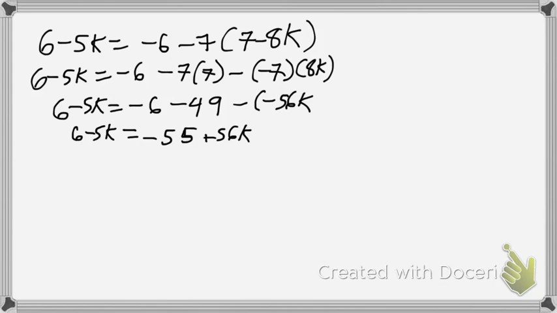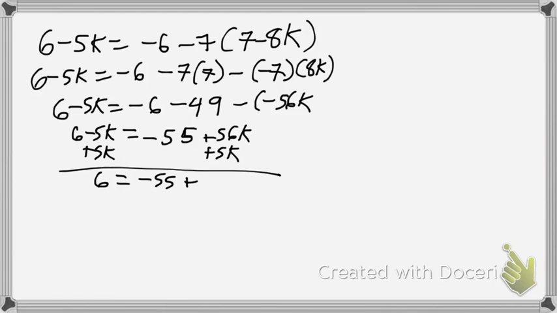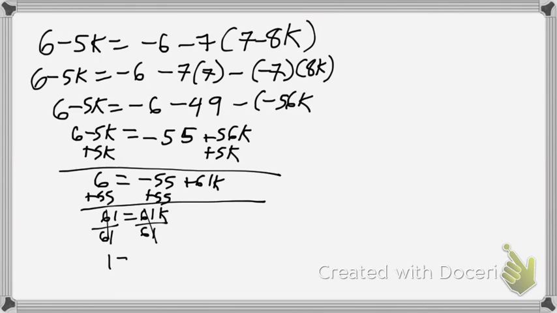So what I'm going to do is add 5k to both sides, and I can do that because of the addition property of equality. It's going to give me 6 equals negative 55 plus 61k. Then I'm going to add 55 to both sides and get 61 equals 61k. Then I'm going to divide both sides by 61, and I get k equals 1.